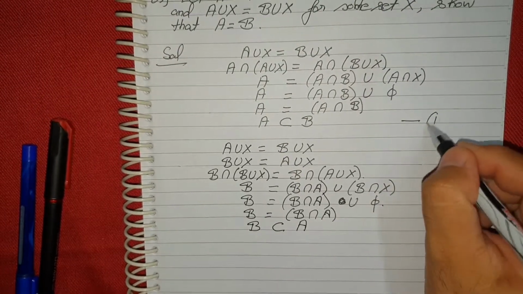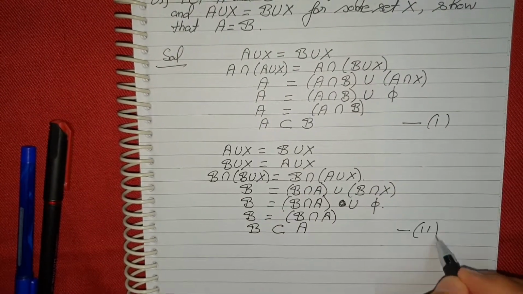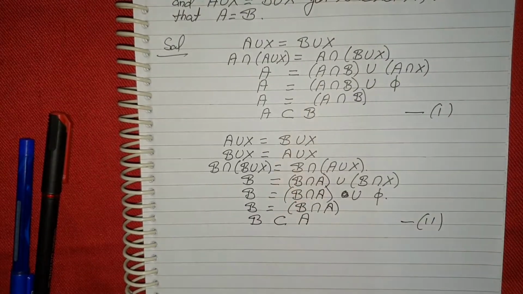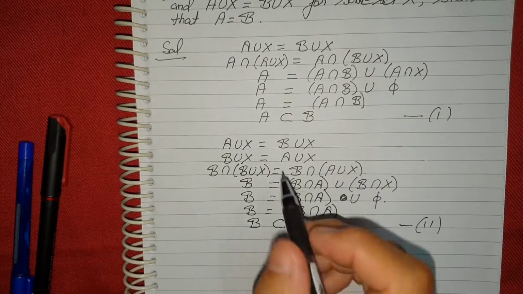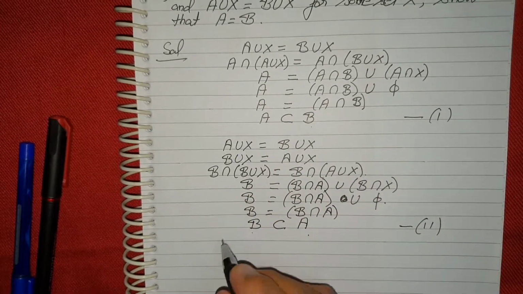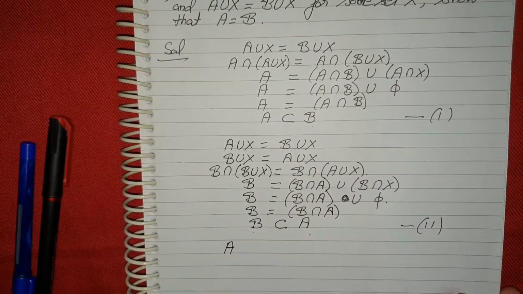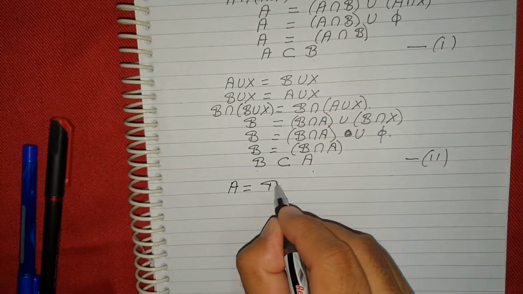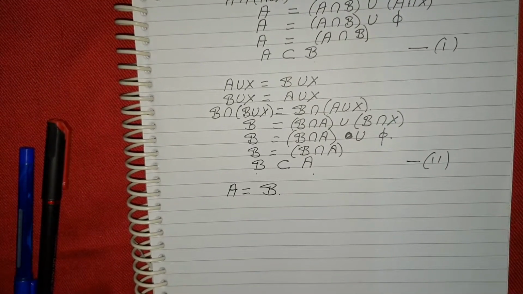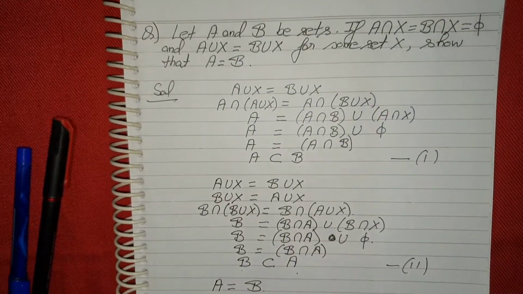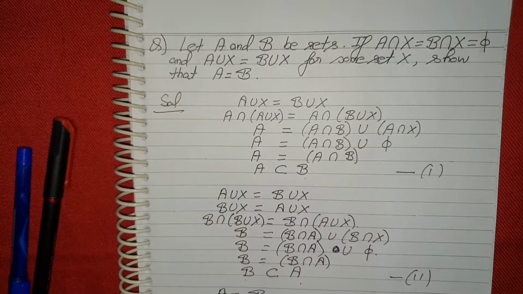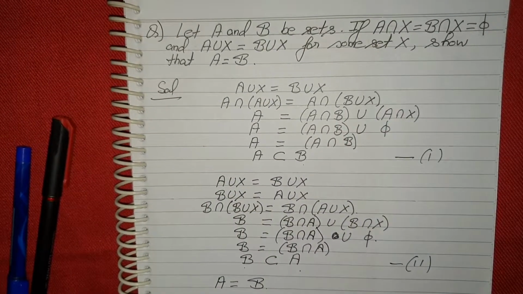Now again from 1 and 2, A is a subset of B, and B is a subset of A, which implies that A equals B. Hence proved. Hence we have shown that A equals B.